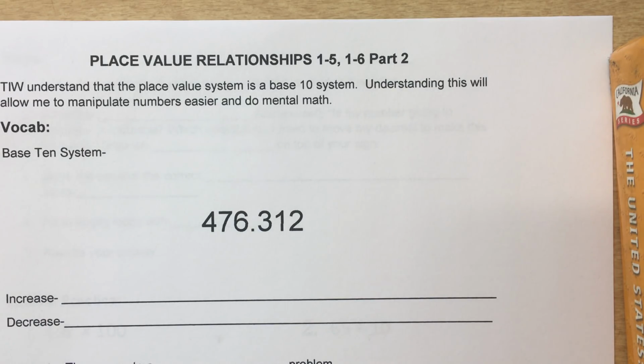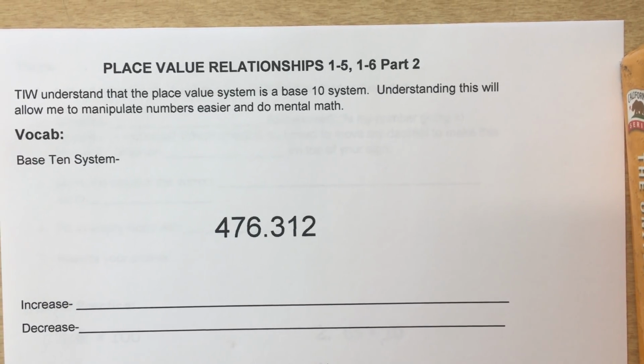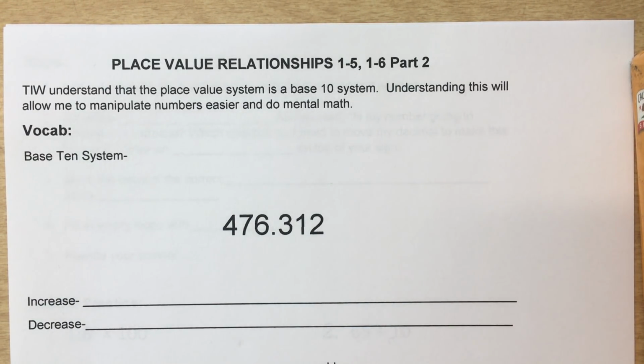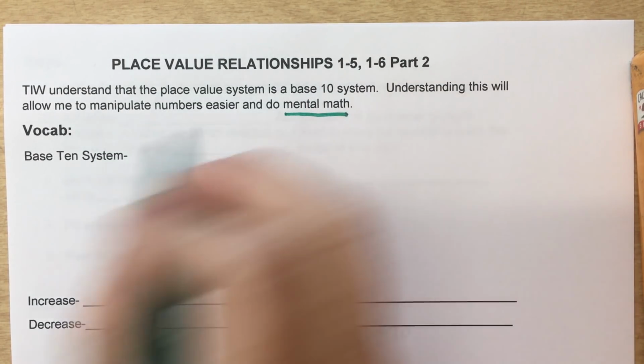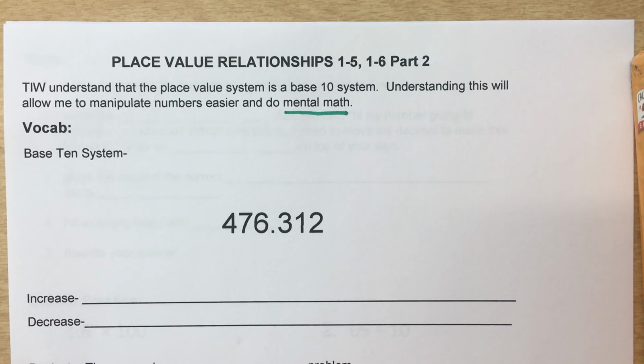Today's lesson is part 2 of 1-5, 1-6, but the lesson is actually very different. Our goal today is that we will understand that the place value system is a base 10, and understanding this will allow me to manipulate or play with or work with numbers easier and do mental math. That's kind of what makes this lesson fun, is we're going to be doing a lot of mental math. This lesson is also extremely important because the next 2 lessons are going to depend on you understanding this. So this is very, very important for not only this lesson, but the 2 next lessons.